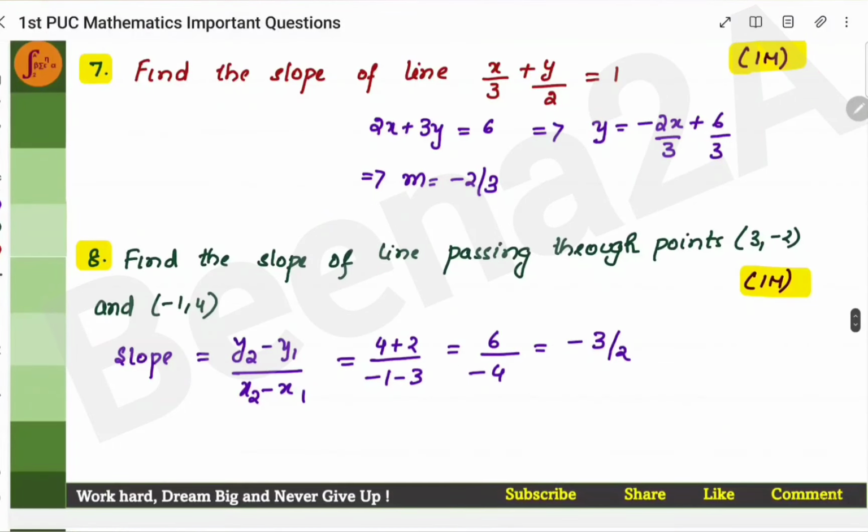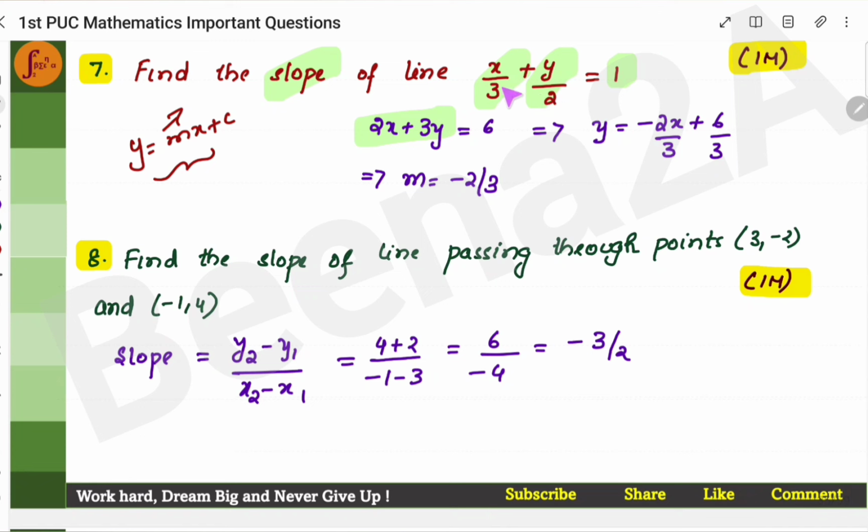Now here there are a few more examples. Find the slope of line. These are easy 1 markers, right? How do you find the slope of this line? First of all, get it in the general equation form. What is the general equation form? Y is equal to mx plus c. You have to simplify this in this particular form. Then the m becomes slope. Whatever value you get here becomes the slope.